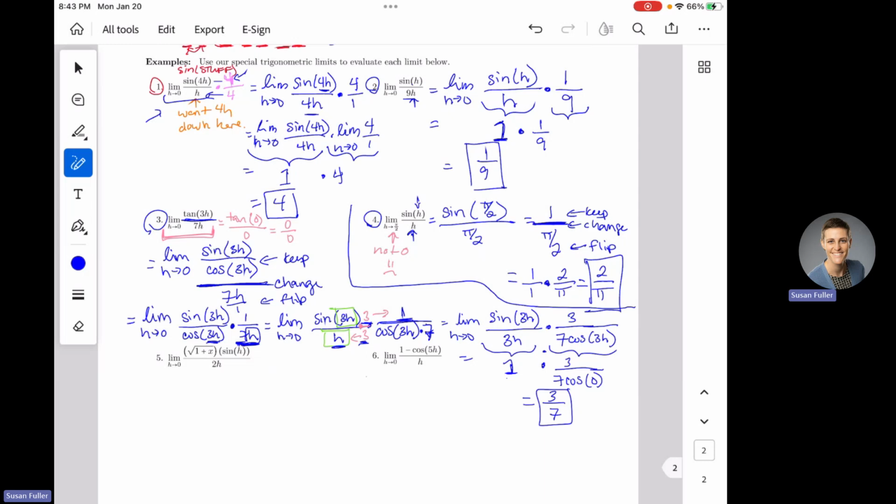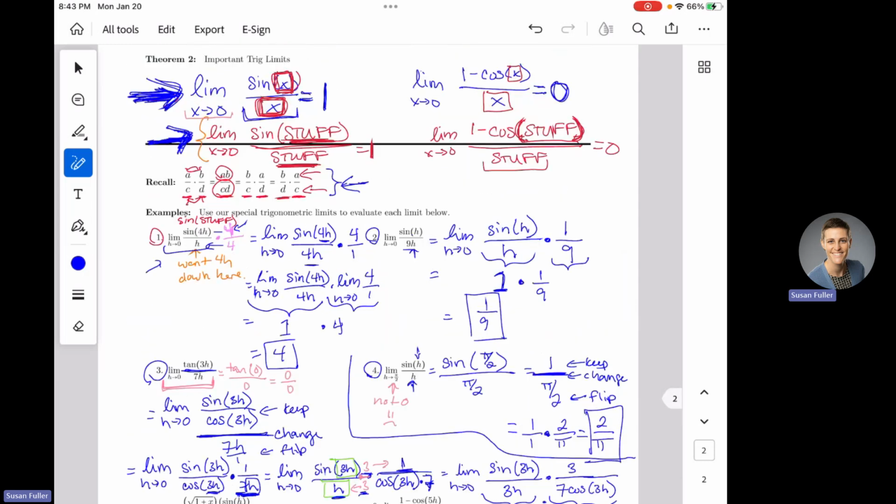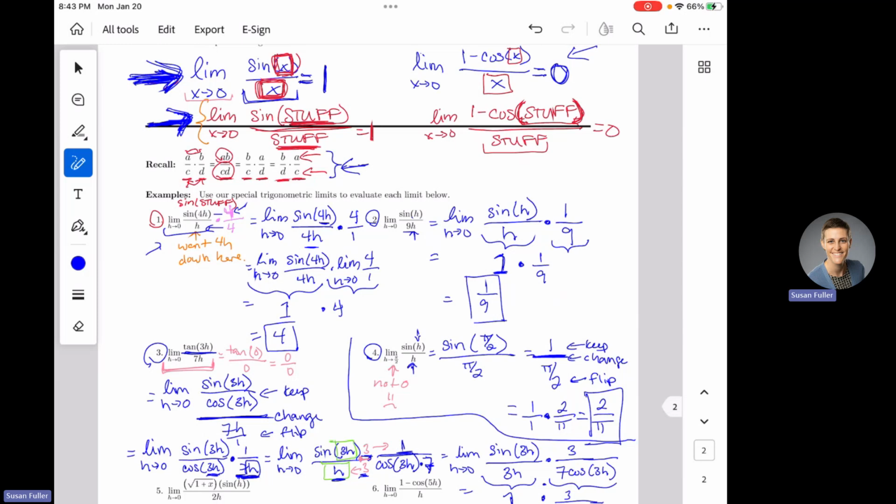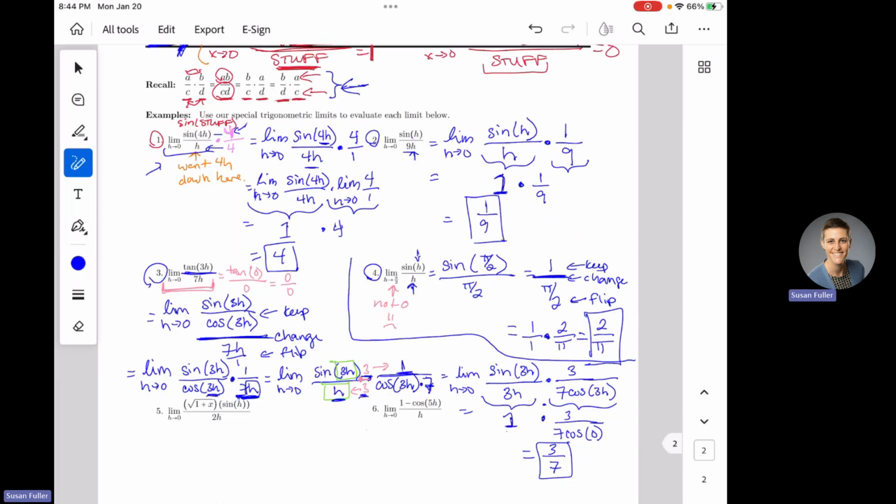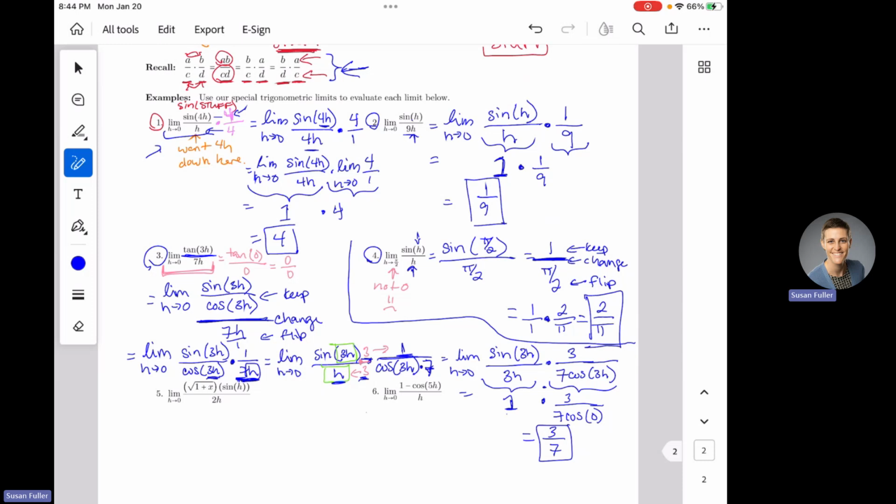Now you might be asking me, Susan, there's a cosine of 3h in here. Don't I need to come back up and use my gift with the cosine in it for that? And the answer is no. Because notice in my gift, I need a 1 minus cosine of x to use this. I don't have 1 minus cosine of some stuff. I just have the cosine of the stuff by itself, so I can't use my gift on that.